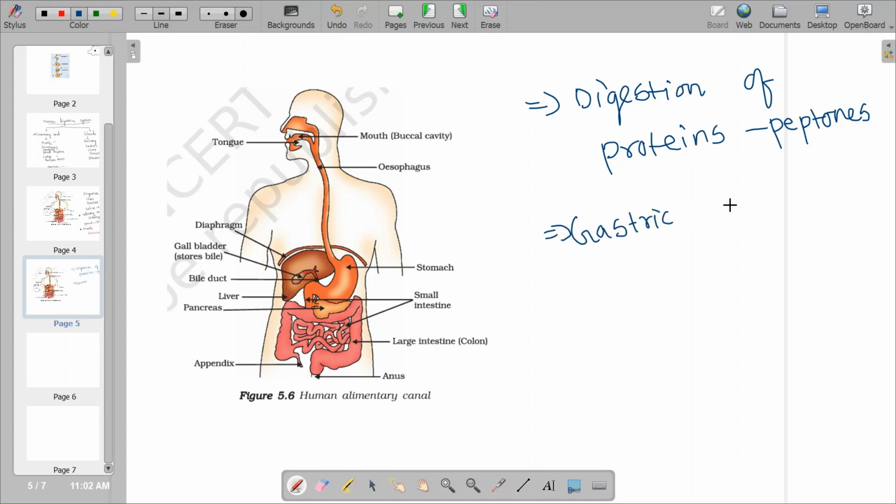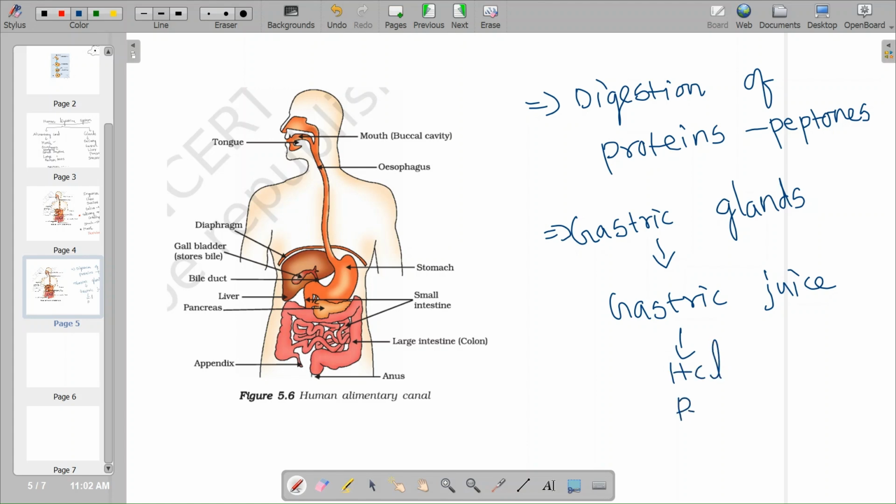We learned that gastric glands are present in our stomach. These gastric glands secrete gastric juice. Gastric juice contains hydrochloric acid, pepsin, and mucus. Remember, what are the contents present in the gastric juice? This is a repeatedly asked 3 mark question in the CBSE board exam.